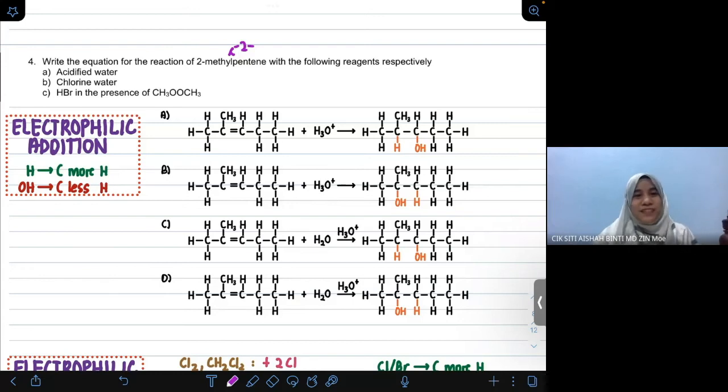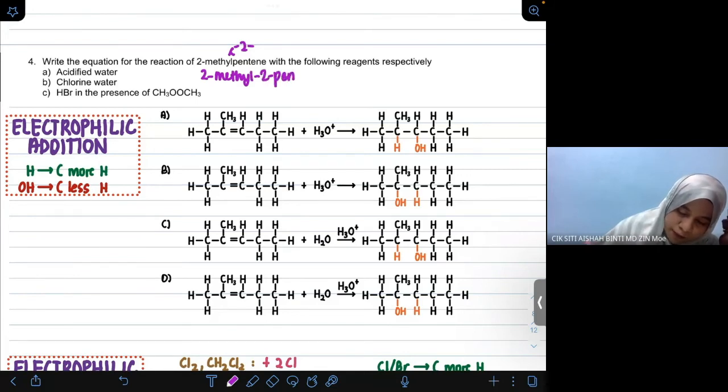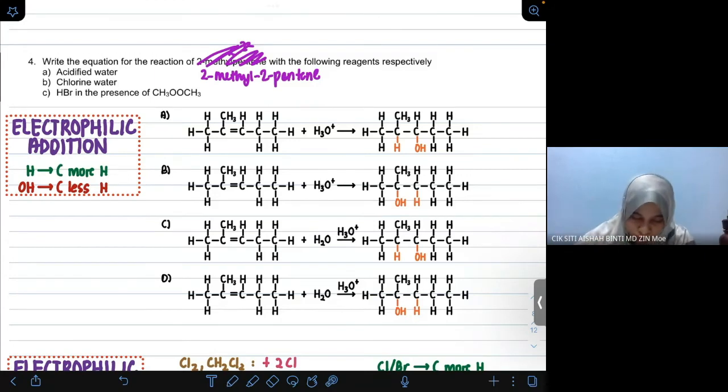Okay. 2-methyl 2-pentene with the following reagent respectively. Okay, betul kan dia 2-methyl, dalam kes ni 2-methyl 2-pentene. Malas nak padam, so kita tukar nama lah. 2-methyl 2-pentene, 1, 2, 3, 4, 5. So carbon number 2 adanya methyl, and starting from carbon number 2 we have our double bond. Okay, so the first reaction is actually the reaction with acidified water.